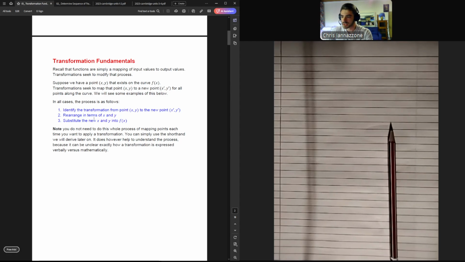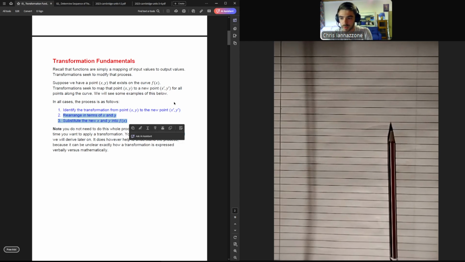Okay, so transformation fundamentals. You can apply any transformation using this three-step process. The way it works is you try to figure out what point am I starting from and what point am I aiming to get to, right? So if you had some point x, y, let's say it was the coordinate 1, 2, and that point exists on a curve, we want to basically take all points from a curve and move them somewhere else. That's fundamentally what transformations are doing. That's what that first step is all about.